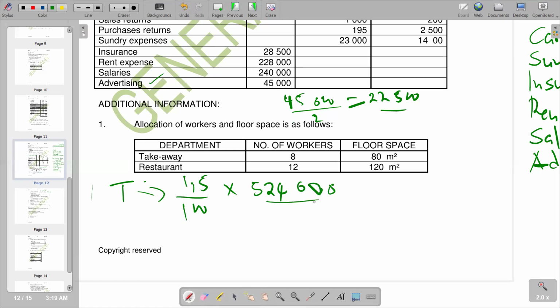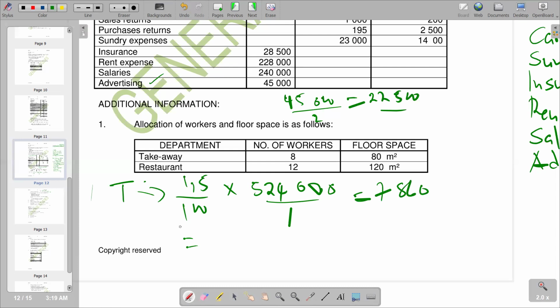524,000, and then over 641. Try to see what you get there. Let's try to calculate. You're saying 1.5 divided by 100, multiply by 524. You're going to get 7,860. So this is the one that we have for takeaway.